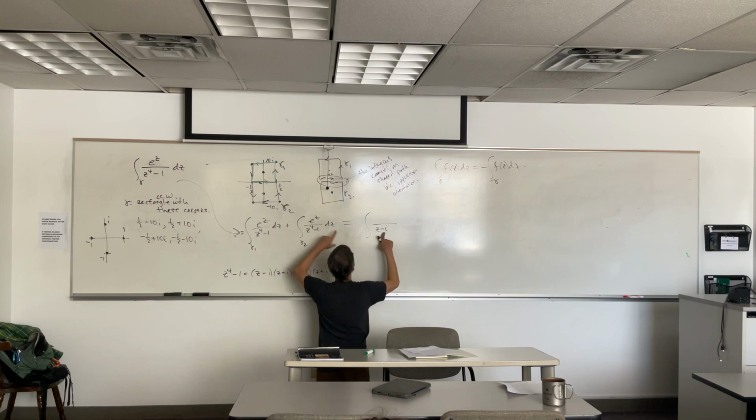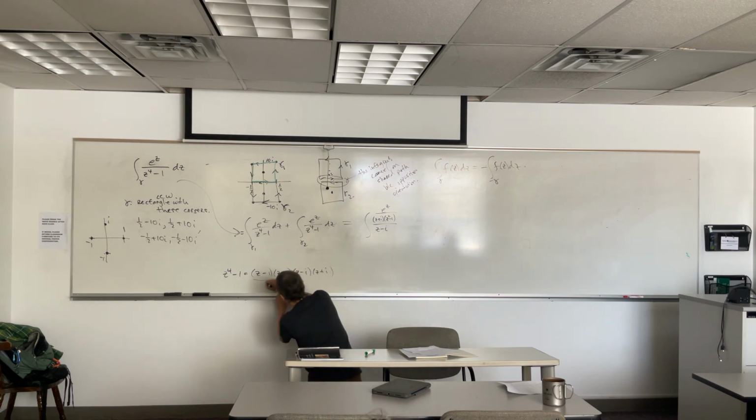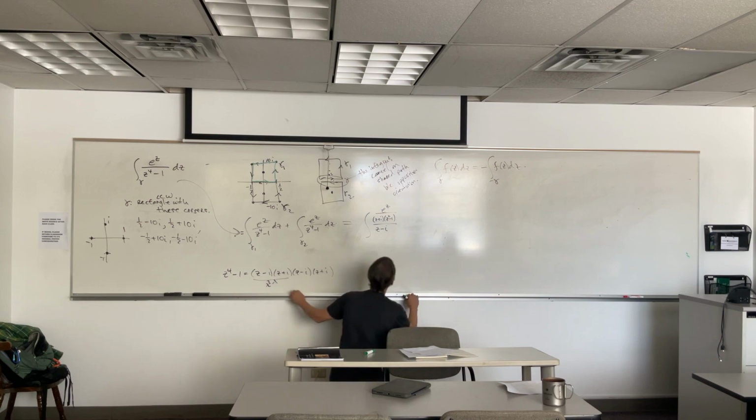So gamma 1 has the i in it. So the z minus i is what goes underneath here. And then on top is everything else. And here I'll just put z squared minus 1 because that encompasses both of these. So that just makes that easier to write, and that's on gamma 1.